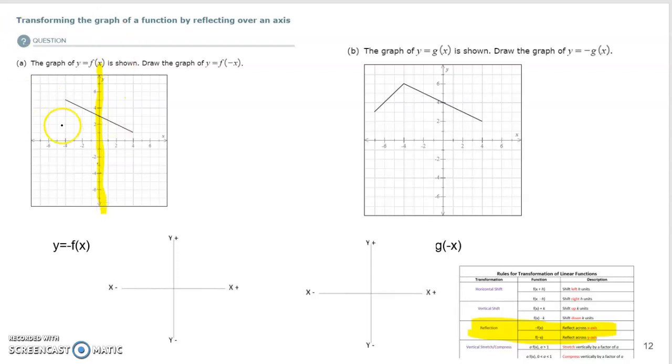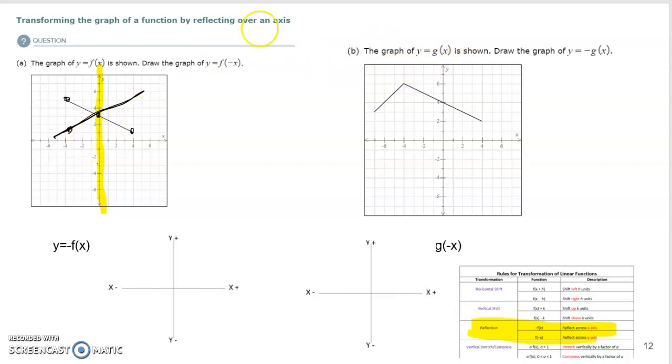So what I'm going to do is I'm just going to pick a few points, and I'm going to count how far away they are from the y-axis, and I'm going to go the opposite direction. So this point is 4 from the y-axis, so I'm going to go 4 the other way. This is on the x-axis, so I don't need to flip anything. This is 5. So I'm going to go 4 the other way. So I should have 3 points that would look like this.